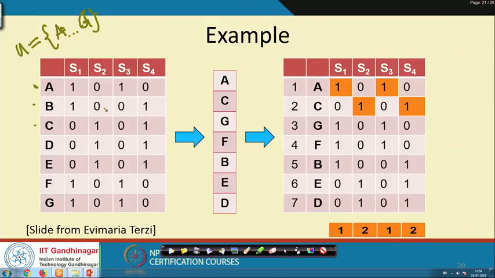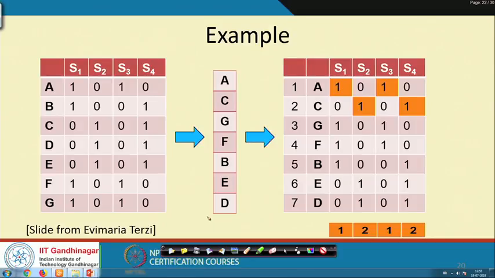Okay. Now, consider a random permutation of this universe. So, what is a random permutation? We just randomly permuted the elements, which means that let us say A was put in the first place, C is put in the second place, G is put in the third place and so on. Now, once we randomly permute, let us randomly order the rows of this matrix according to this random permutation.